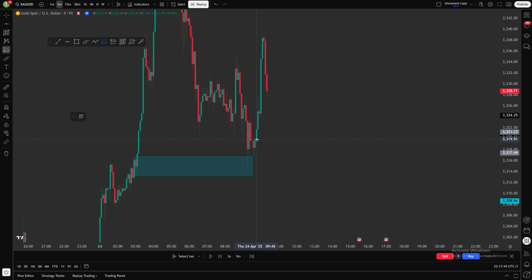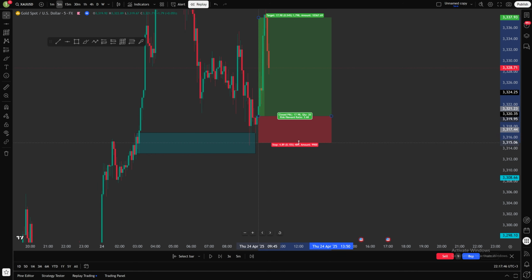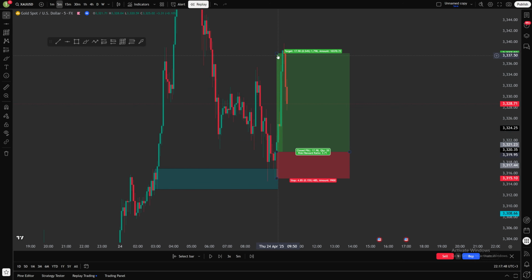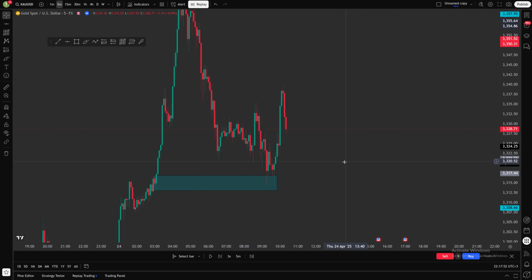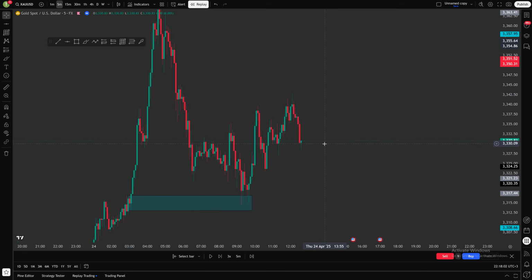Gave a really good entry right here, a re-entry, and just hit a 1 to 3. You can actually see how insane this strategy is. Trades that aren't even that good are literally just winning, and also proof that this is a random replay bar mode, so I'm not just picking the best month ever.